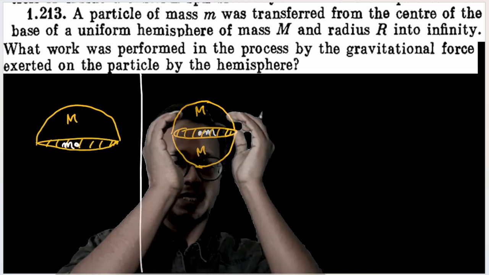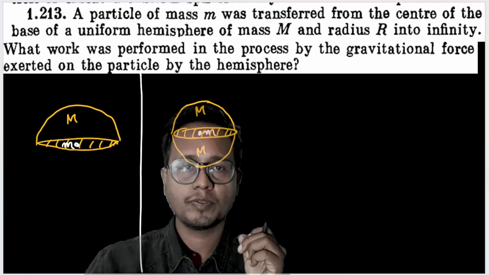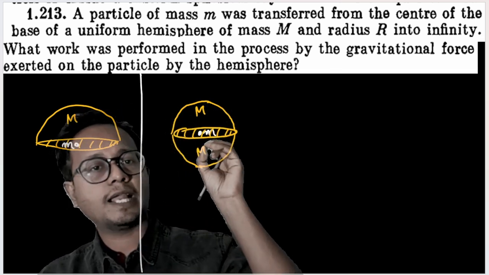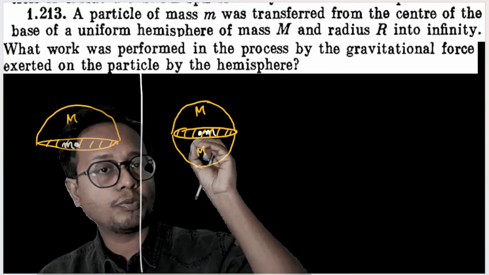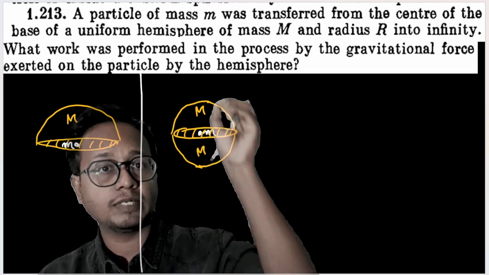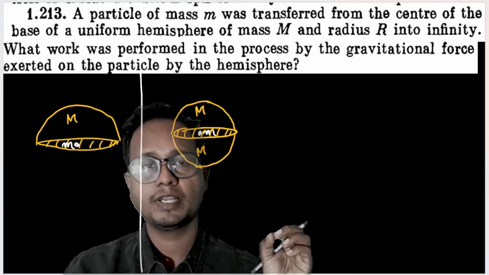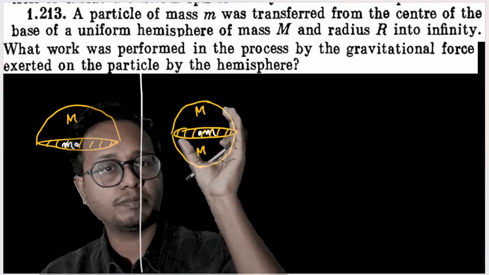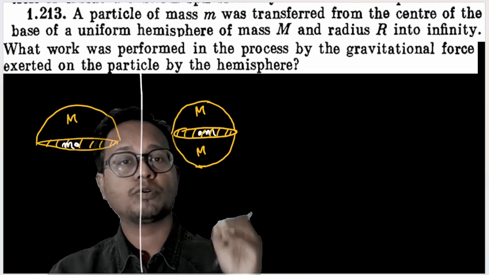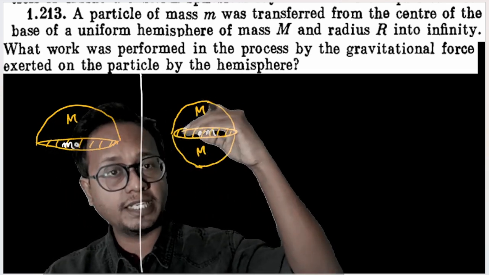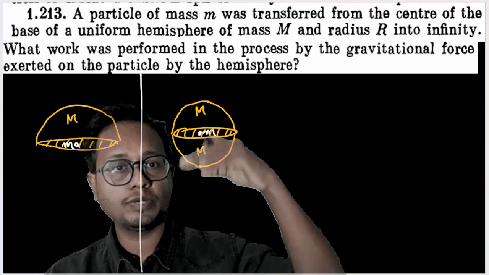I'm making this entire shape a sphere. Okay, why did you do that? Because I know the potential energy of the small mass m at the center due to a complete sphere. Okay, that I have already derived. And using the principle of superposition from the complete sphere, I'll derive the hemisphere. So what I did right now was I created another hemisphere and made this into a total sphere.